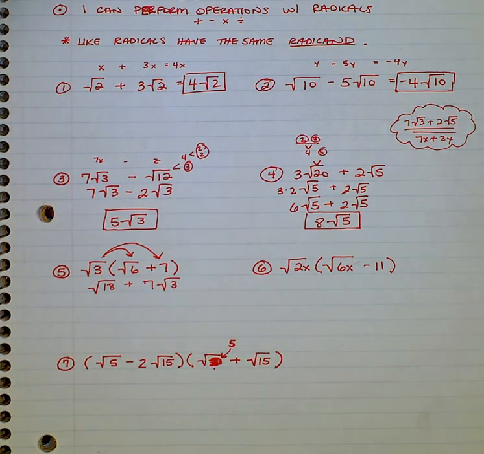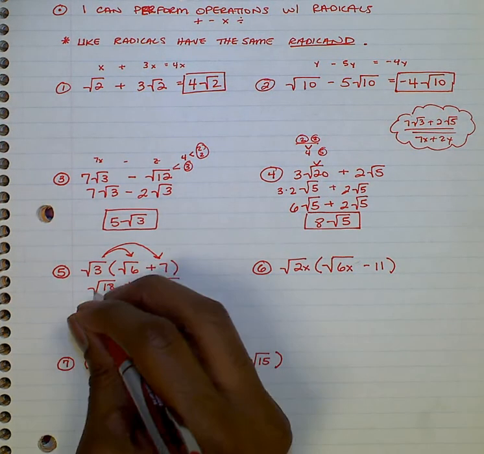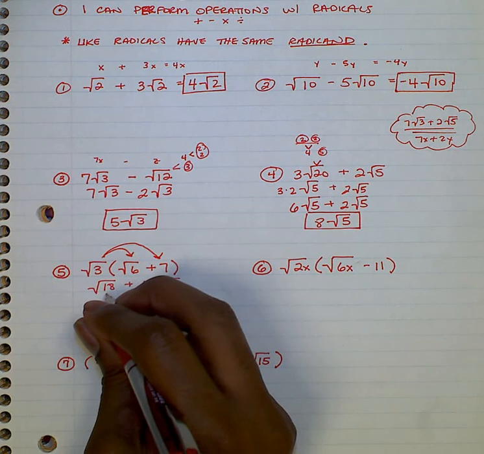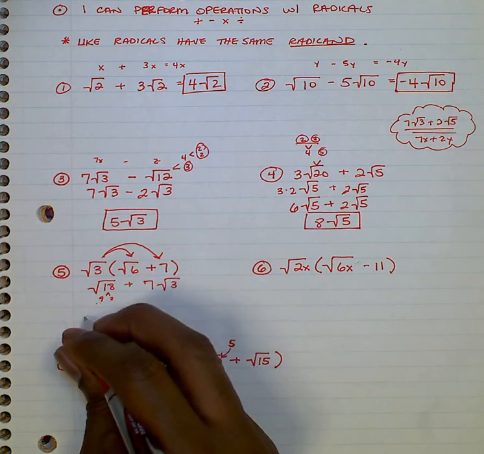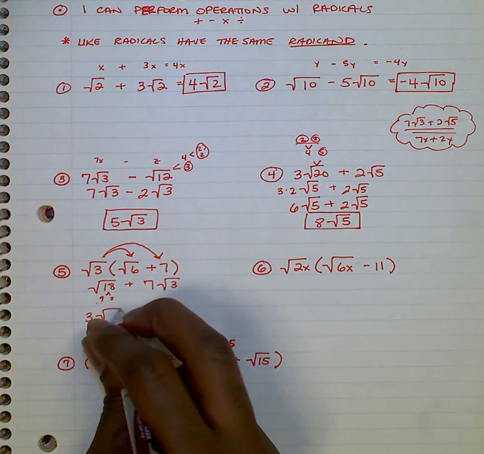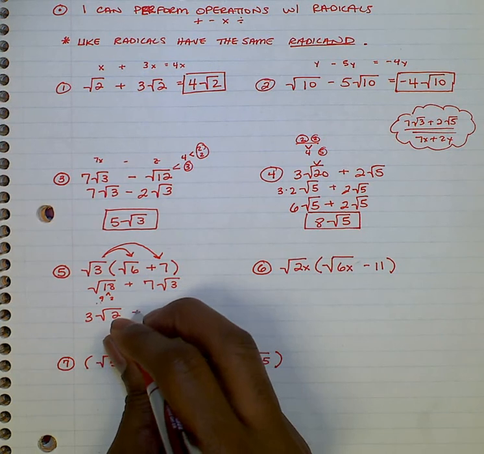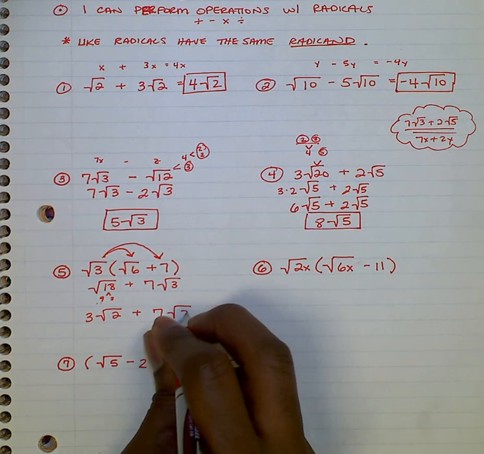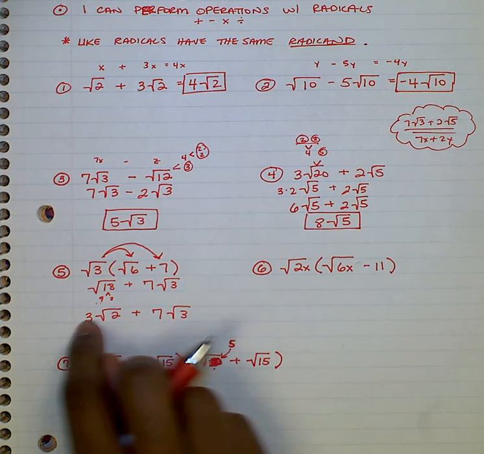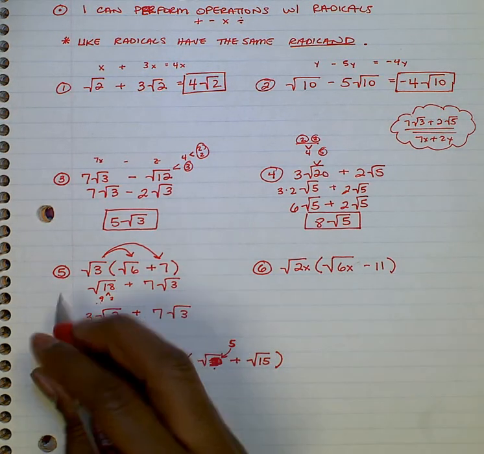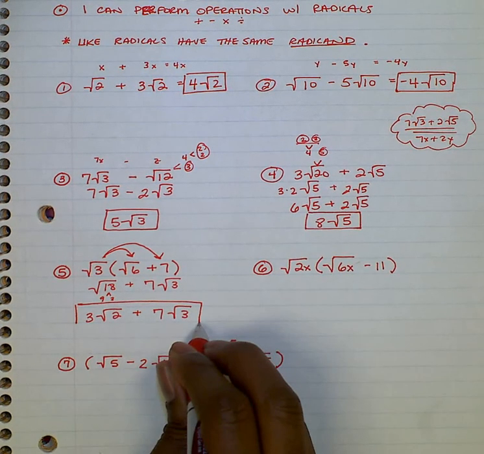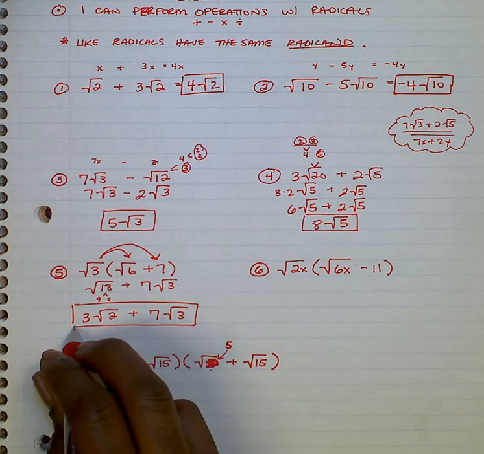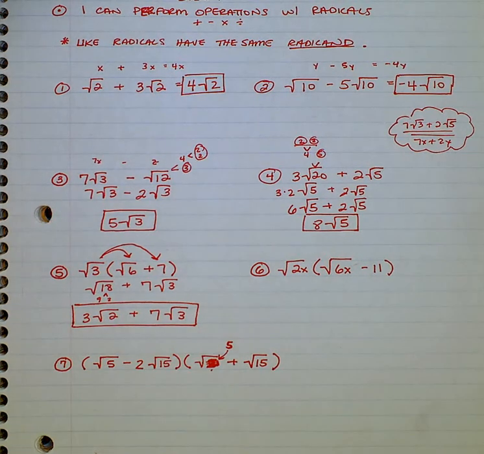Okay, now I'll simplify this. That's 9 and 2, 3 and 3. So radical 18 breaks down to 3 radical 2. That's just 7 radical 3. Can we do anything with this? No. Can't break down radical 3 any further. Can't break down radical 2 any further. These two are not like terms. This is our final answer.